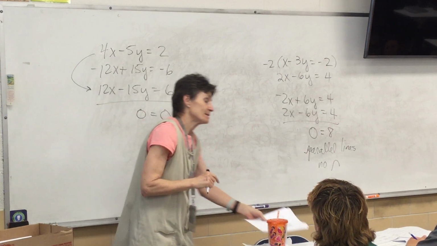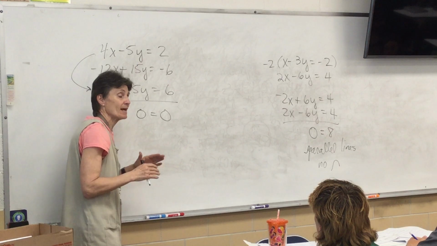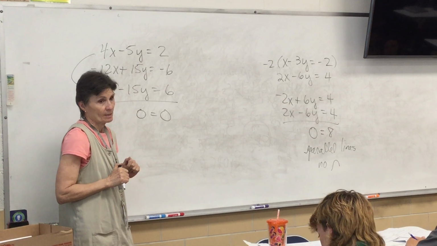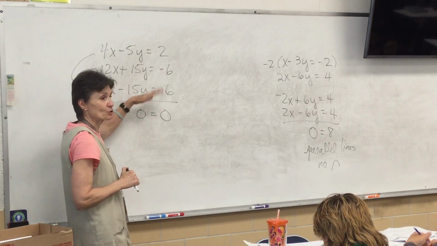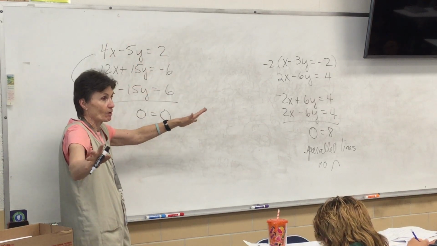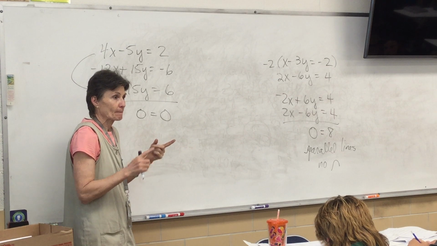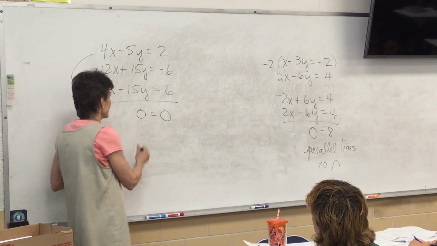Now, I think we talked about this the other day. You cannot say all real numbers, because that isn't where these two lines intersect. These two lines do not intersect everywhere. Where do they intersect? On the same line. This is the same line.